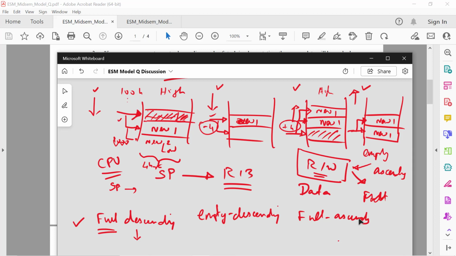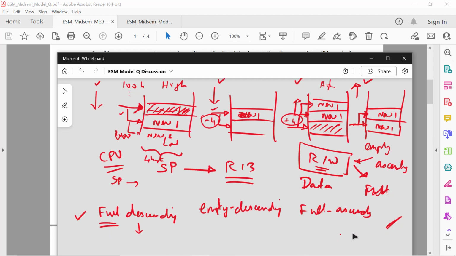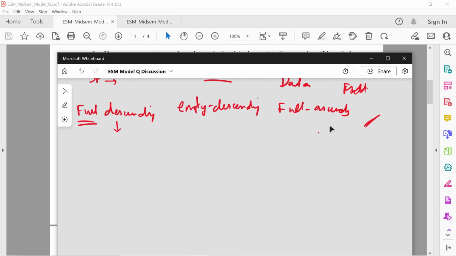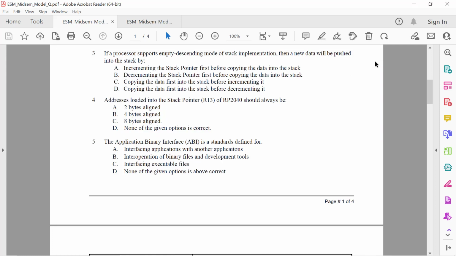So ascending and descending and full and empty are the 4 different types. I hope this is clear to you. A question may come from any of those 4 types of stack. That's why I'm explaining everything, so you have clarity on this, and there is a slide on this exactly, and please follow that. Now let us look at the question here.